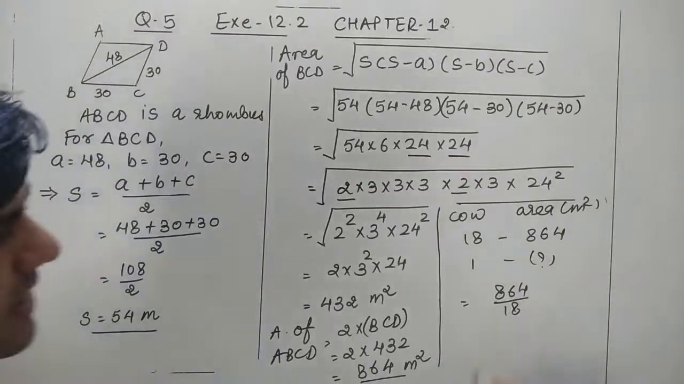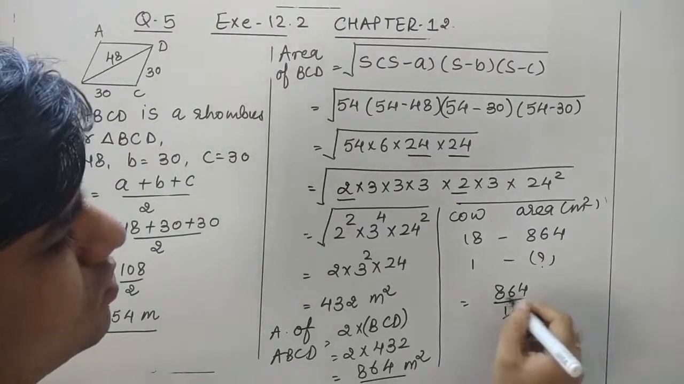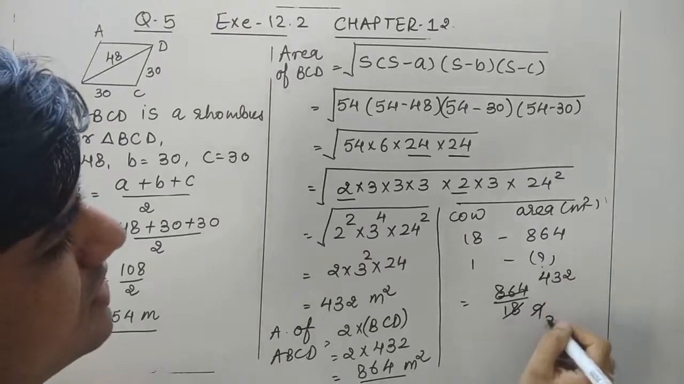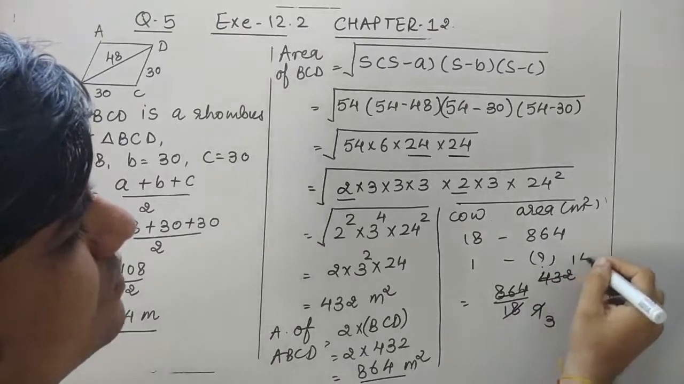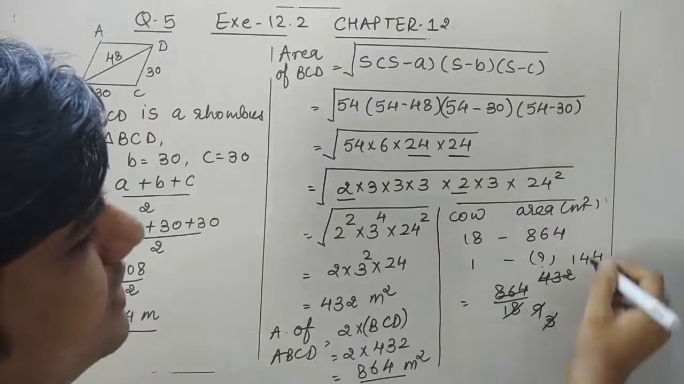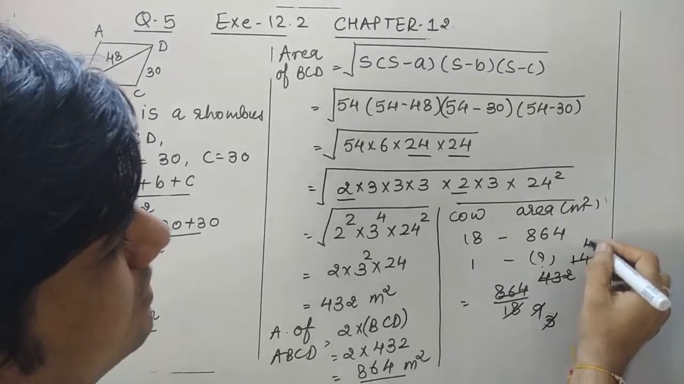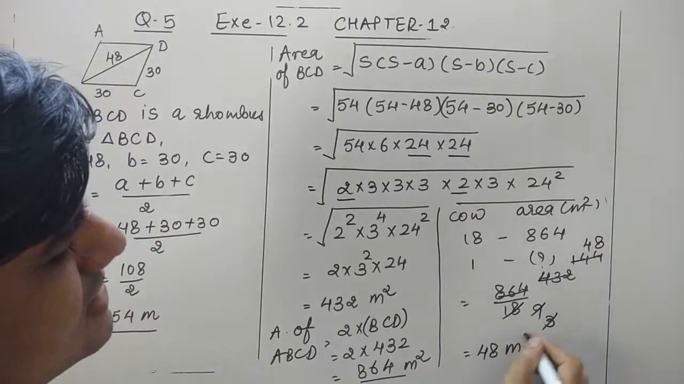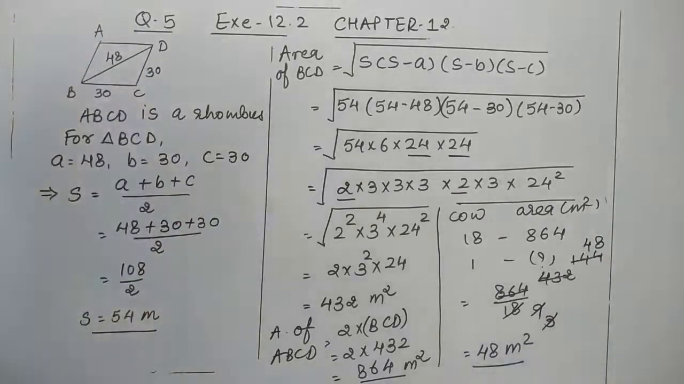864 by 18. So let me cut with 2. Then I'll cut with 3, and now again with 3. 3 fours are 12, 3 eights are 24. So we can get the answer here that each cow has an area of 48 meters squared for grazing in this rhombus field. I hope you got it. Thank you.